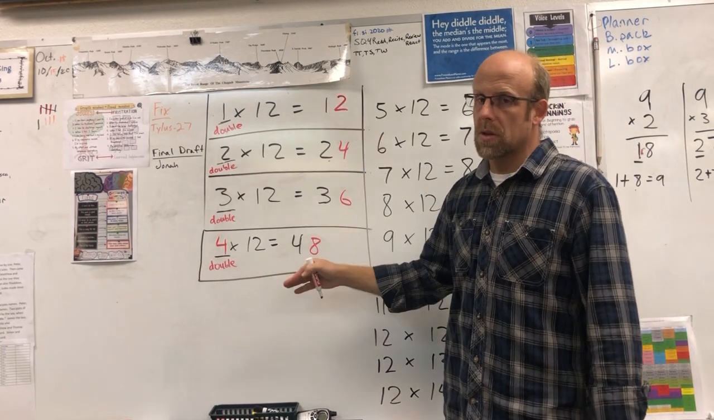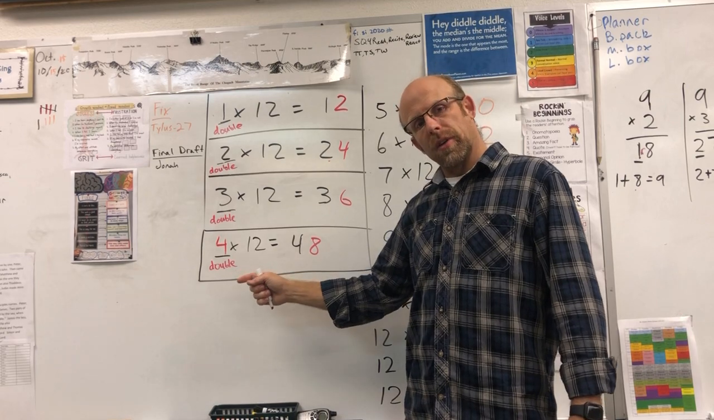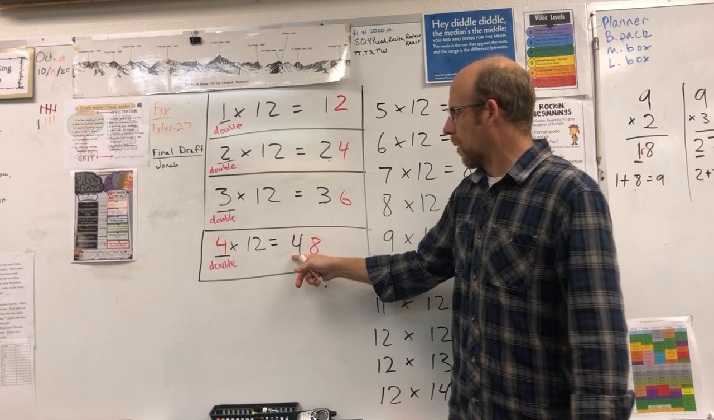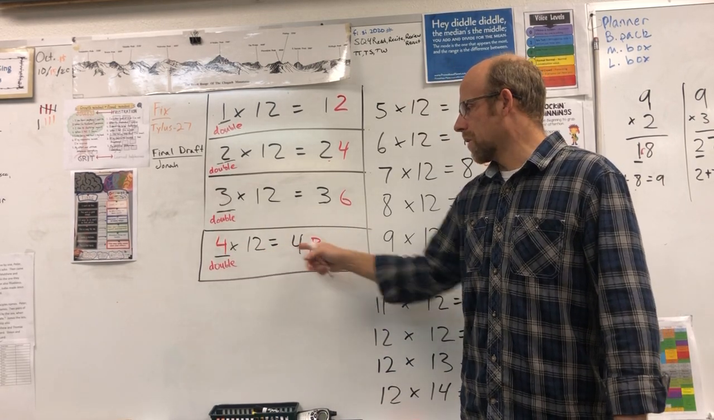And this is just for the 1 through 4s, and then it changes to a different rule. Okay, so that's kind of weird if you can remember the 2 rules. Okay, now 4 times 12. It's going to start with a 4. Then we double that 4, which is 8. So 4 times 12 is 48.